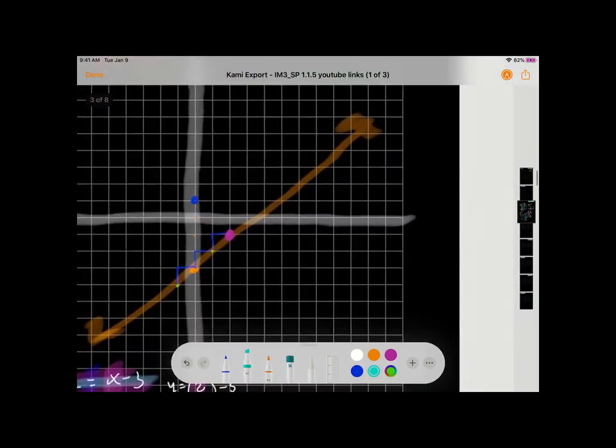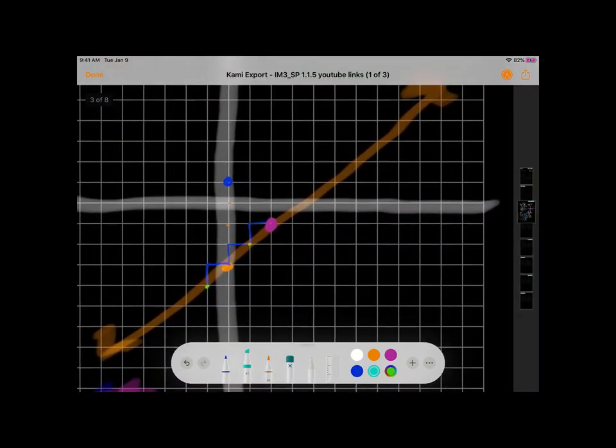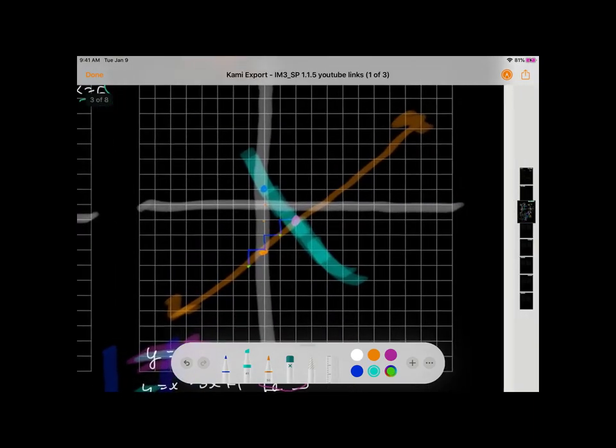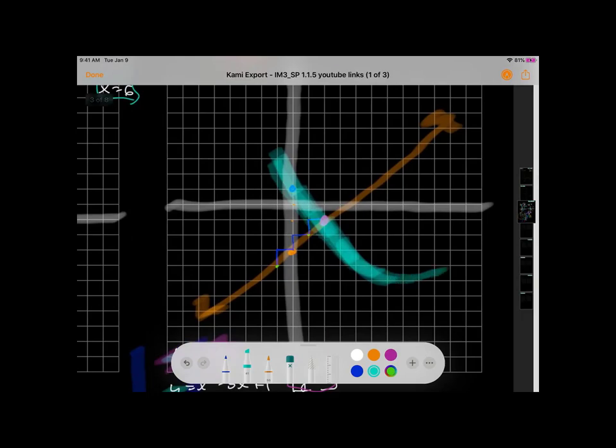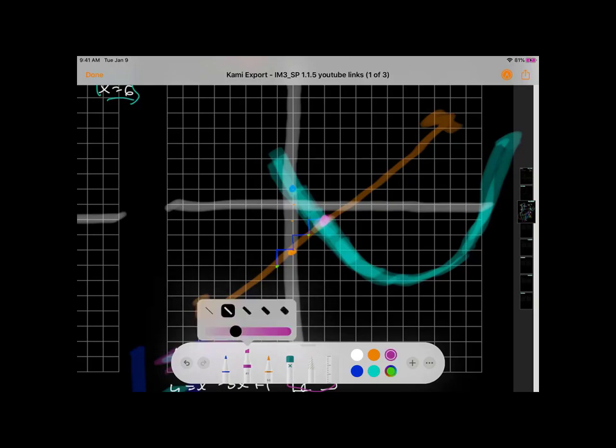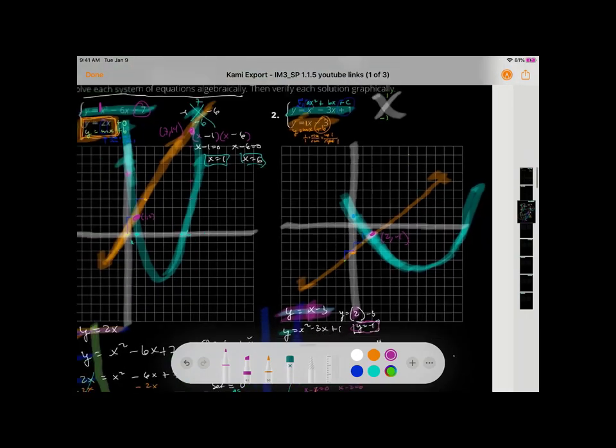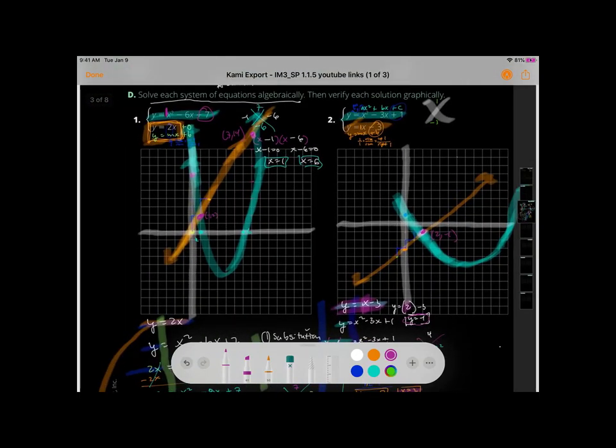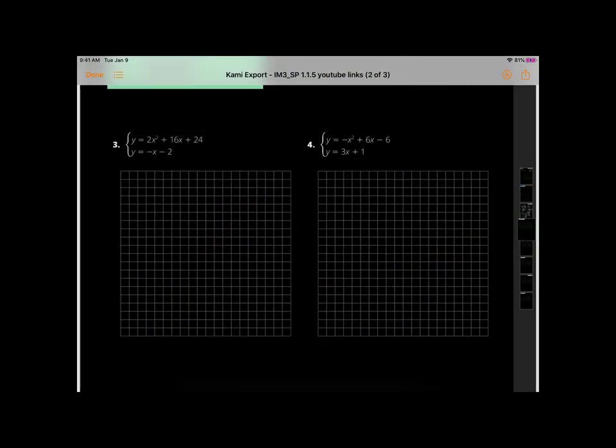How does it go through once? The big idea here is that the intersection is right here. That is the ordered pair 2, -1. So in this problem you have one solution.